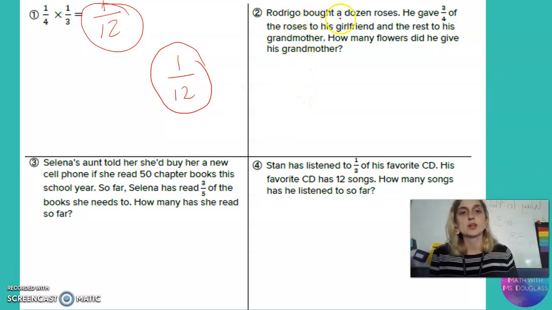When there are word problems, you have to figure out exactly what you're multiplying before you can start. Rodrigo bought a dozen roses. Remember that a dozen is 12. He gave 3/4 of the roses to his girlfriend and the rest to his grandmother. All right, I'm gonna model that.